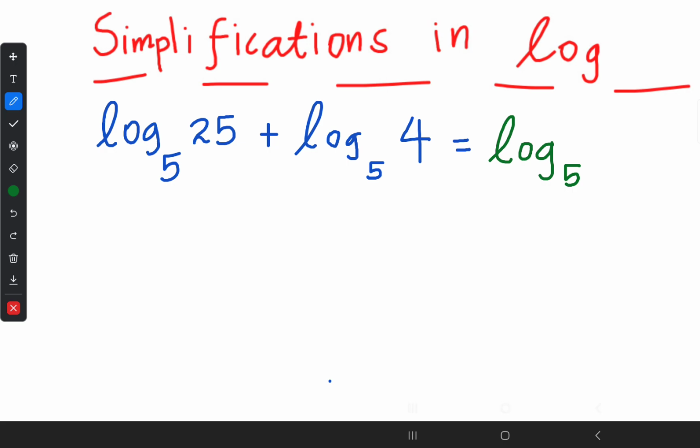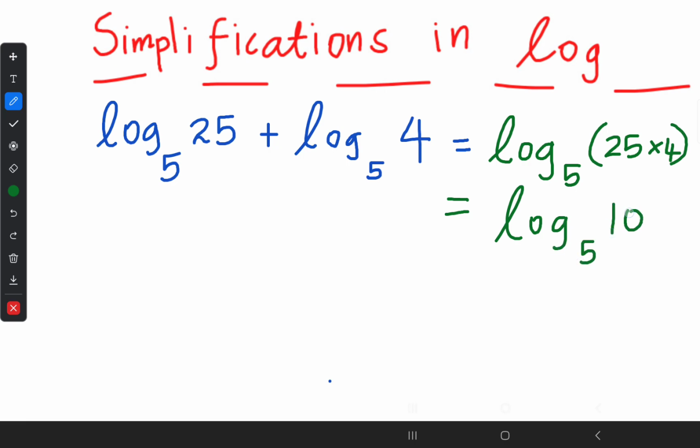In logarithmic notation, if there is an addition of two individual logs, when you bring that to a final answer, the addition will become a multiplication. So 25 times 4, the final answer would be log base 5 of 100.